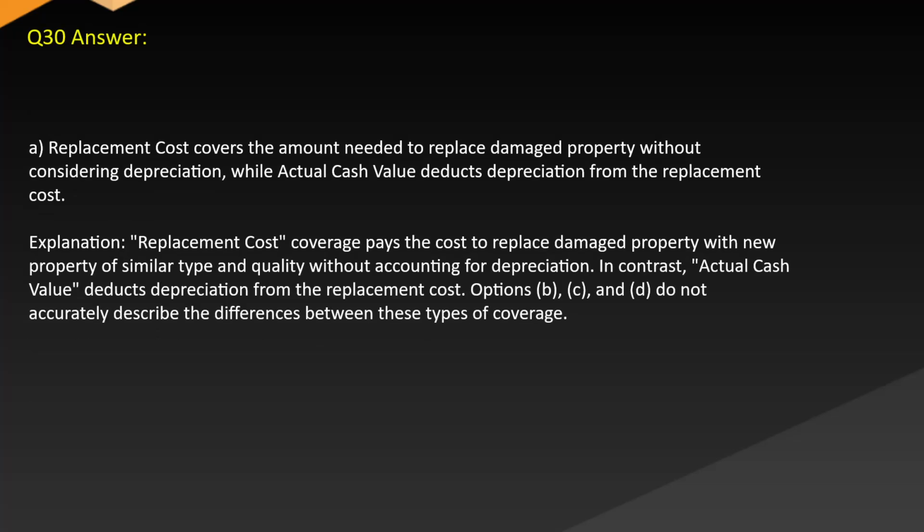Answer A. Replacement cost covers the amount needed to replace damaged property without considering depreciation, while actual cash value deducts depreciation from the replacement cost. Explanation: replacement cost coverage pays the cost to replace damaged property with new property of similar type and quality, without accounting for depreciation. In contrast, actual cash value deducts depreciation from the replacement cost. Options B, C, and D do not accurately describe the differences between these types of coverage.